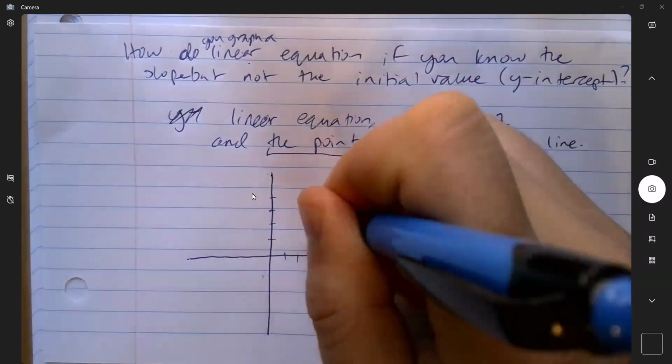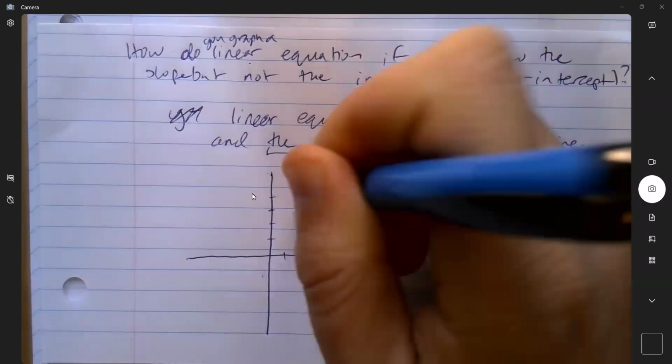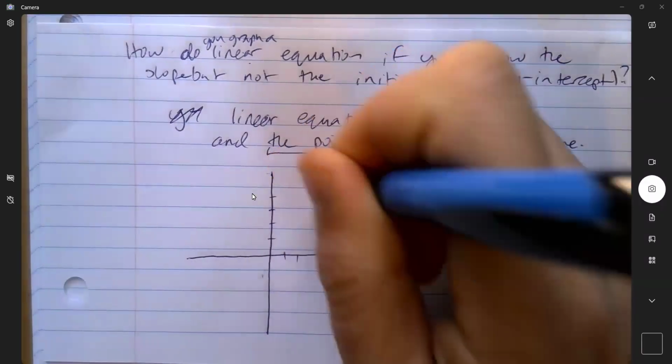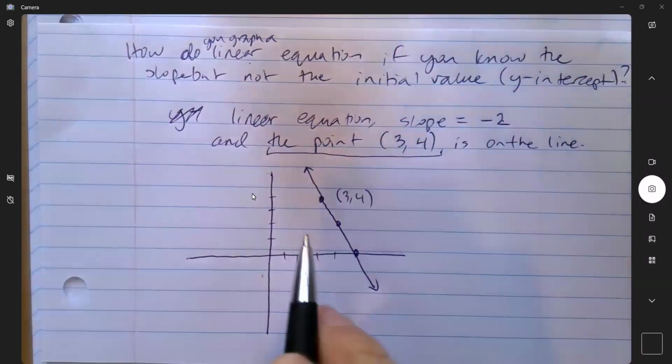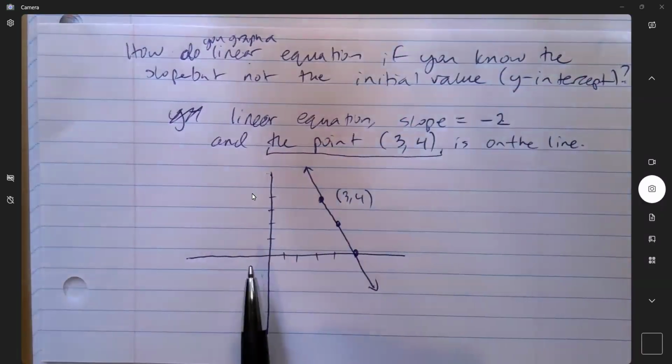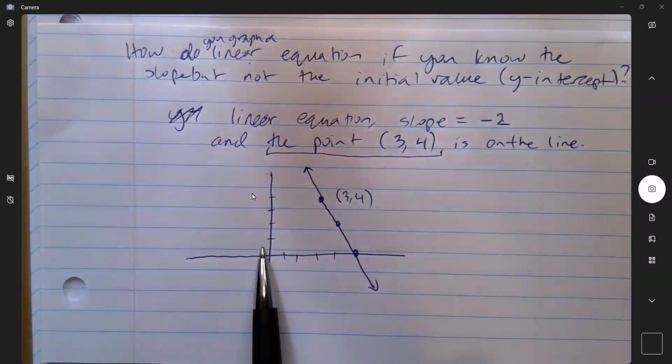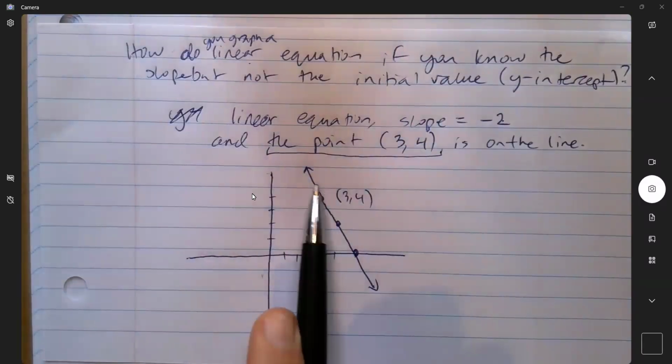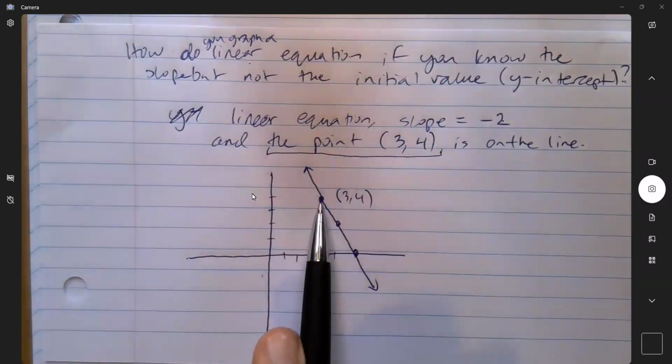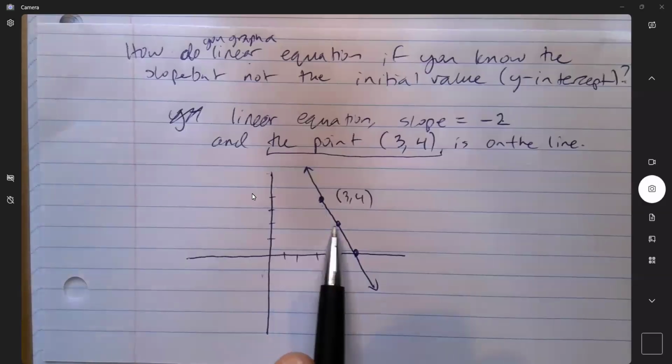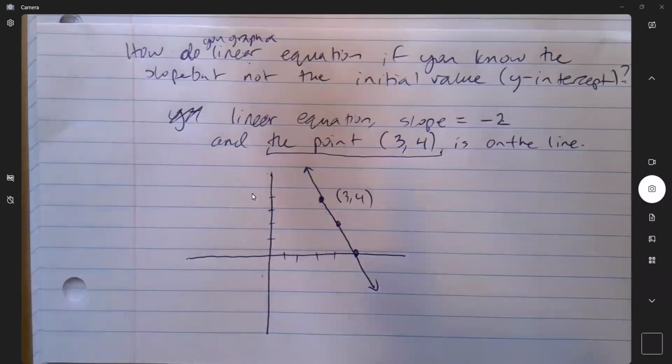And so I can still graph my line. In fact, in this example, visually, I never know what my y-intercept is, but I do know a point that's on the graph. And so I simply start at that point, and then I use the slope to draw my line.